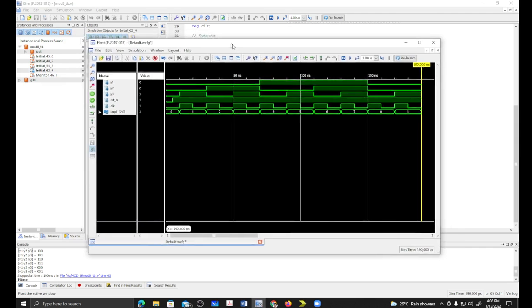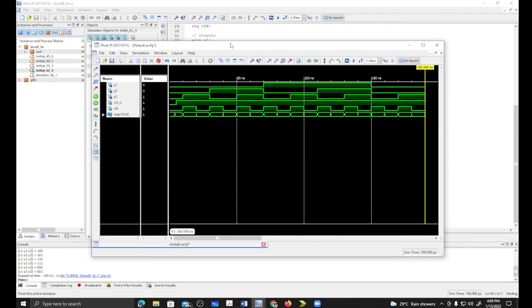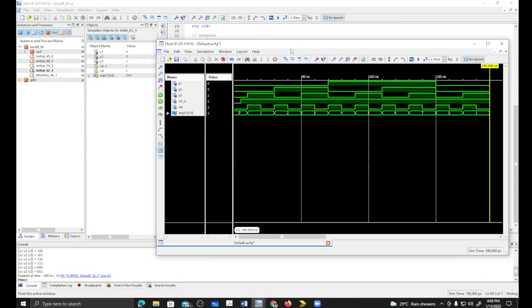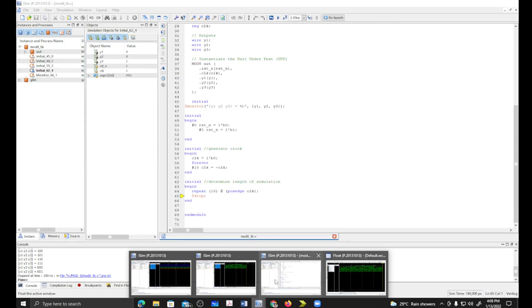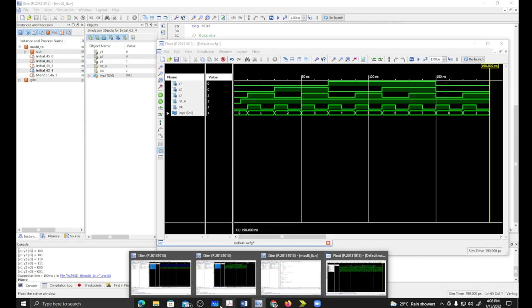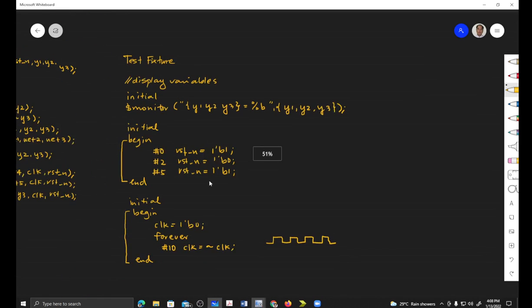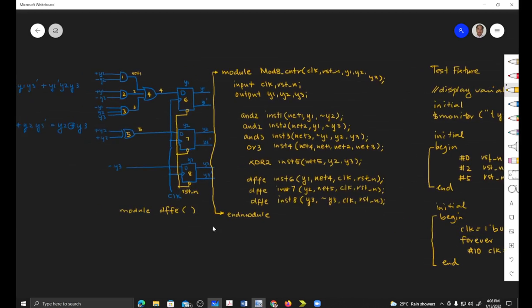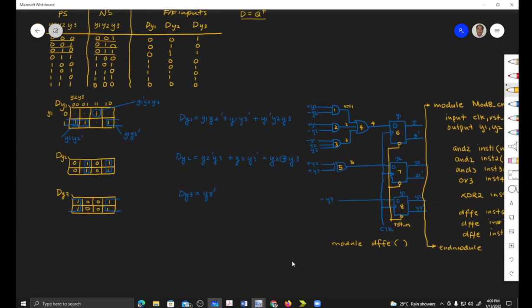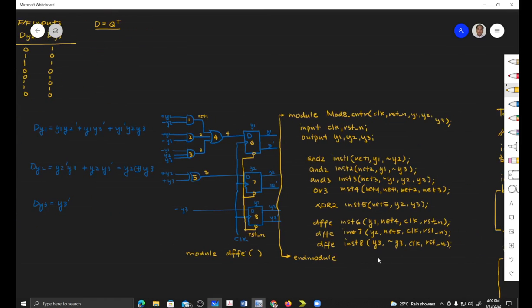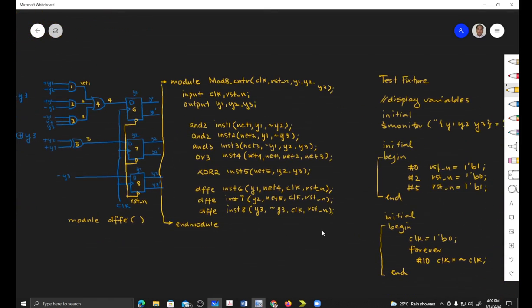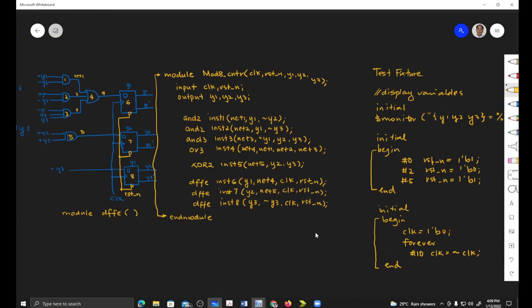Okay, so that ends our presentation. I hope you have followed what we need to do to code the circuit using Verilog. Here's the process we have made to simulate and synthesize this circuit using a mod 8 counter.